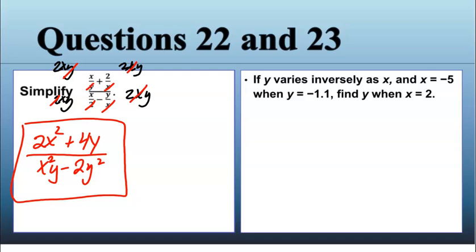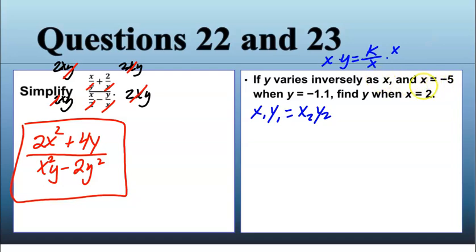Question 23, if y varies inversely as x, and x equals -5 when y is -1.1, find y when x is 2. So varies inversely. This is all based on y equaling our constant divided by our x. Now if I want to get the constant by itself, I multiply by x on both sides, and that's what I'm going to have. I'm going to have x1 y1 equaling the constant, or x2 times y2. So I have two inverse operations here.